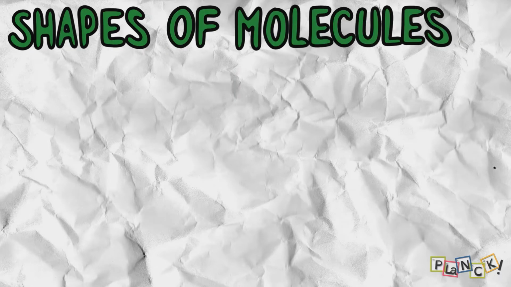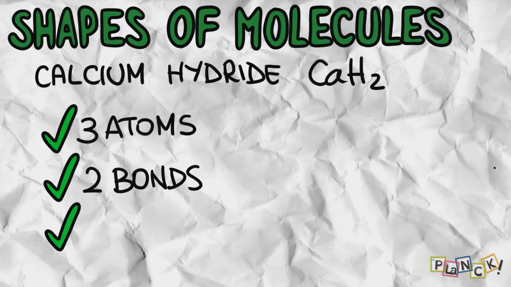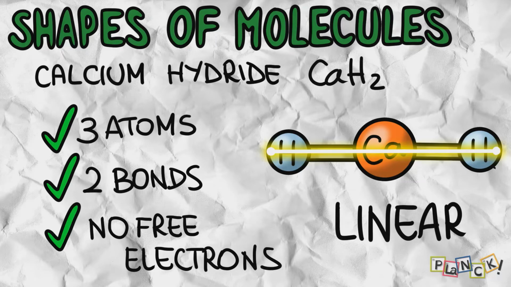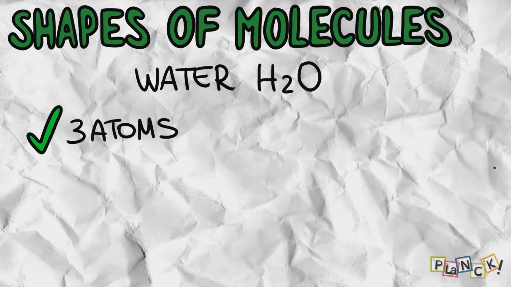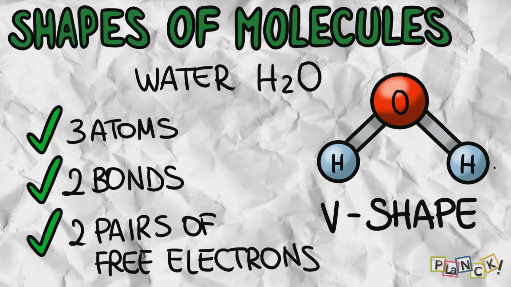Every molecule has its own shape, which depends on how many bonds the atom can create and how many electrons remain free in the central atom of the molecule. For example, calcium hydride is a molecule made up of 3 atoms, with 2 bonds and no free electrons. Therefore, it has a linear shape. Water molecule is also made up of 3 atoms and 2 bonds, but it has 2 pairs of free electrons, and therefore it has a V-shape.